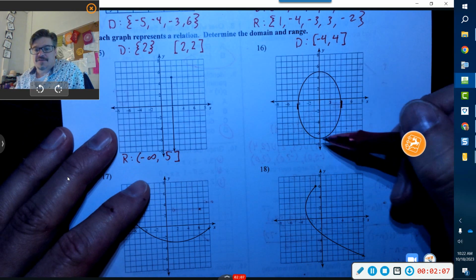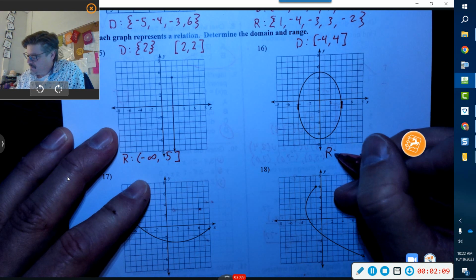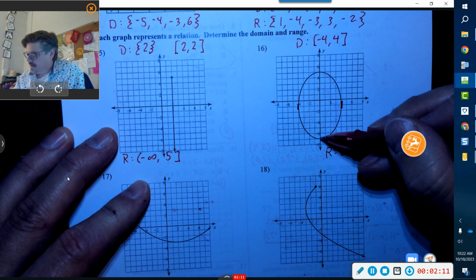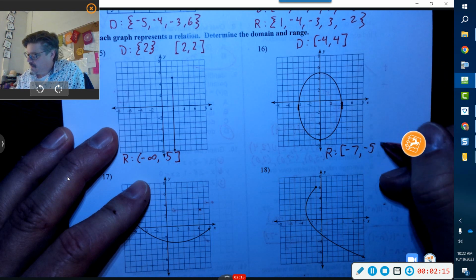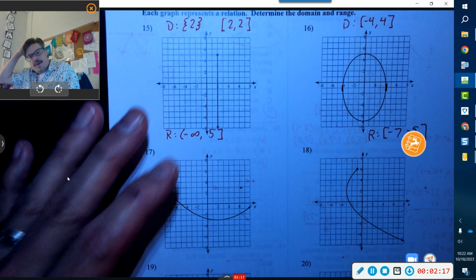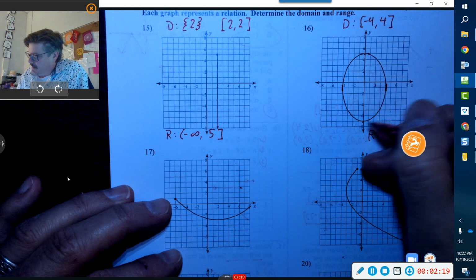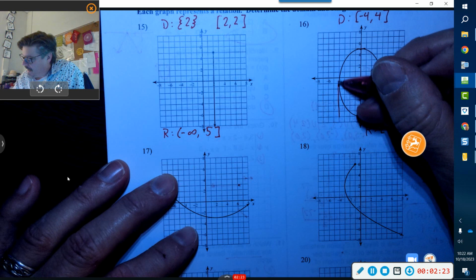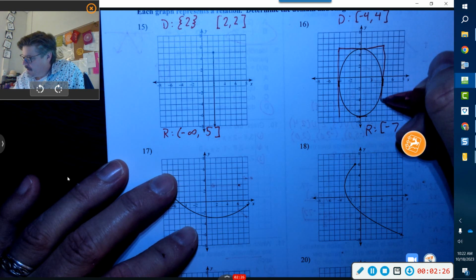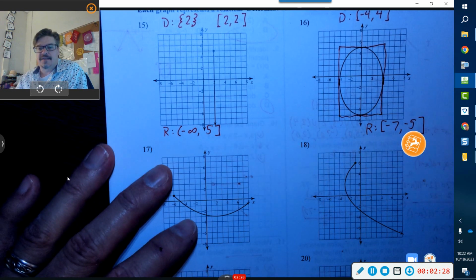The range is from negative 7, the lowest, to the highest, negative 5. And we do include that. So don't overcomplicate these. Just treat it like it's about the size of the box that this function can fit in.